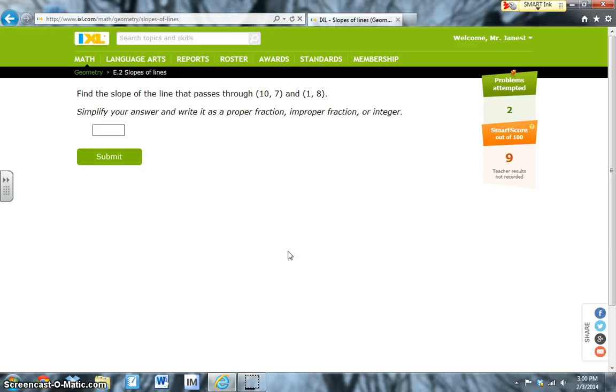Okay, so we've got another problem here with no graph in front of us. We've got to find the slope between those 2 points. Now you could pull out the slope formula, right?